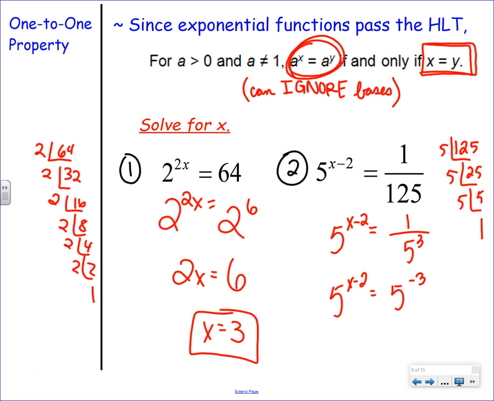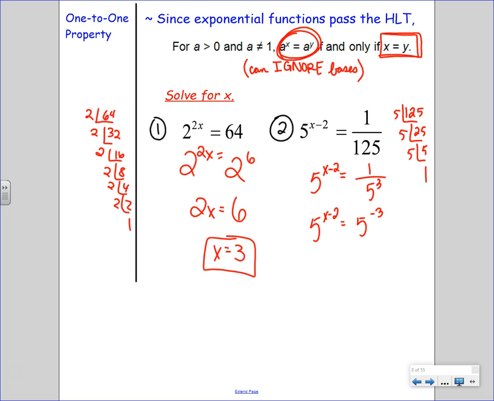The bases match. The one-to-one property says ignore the 5s. But we had to get them in the same place. Before, it was 1 over 5 cubed. That's not helpful. But 5 to the negative 3 now fits my property. I can say x minus 2 equals negative 3.